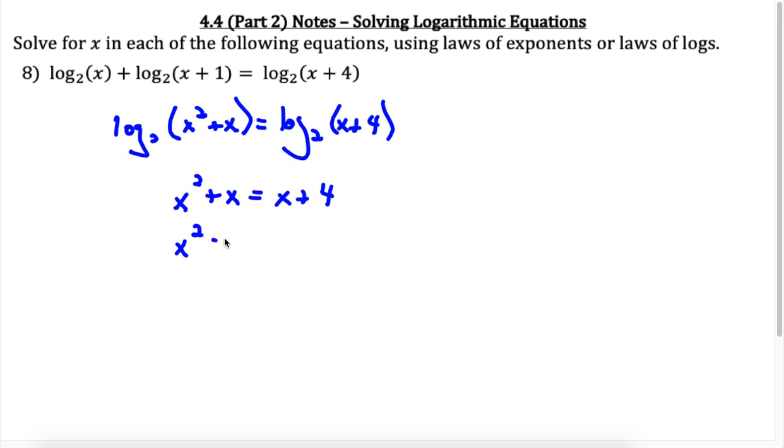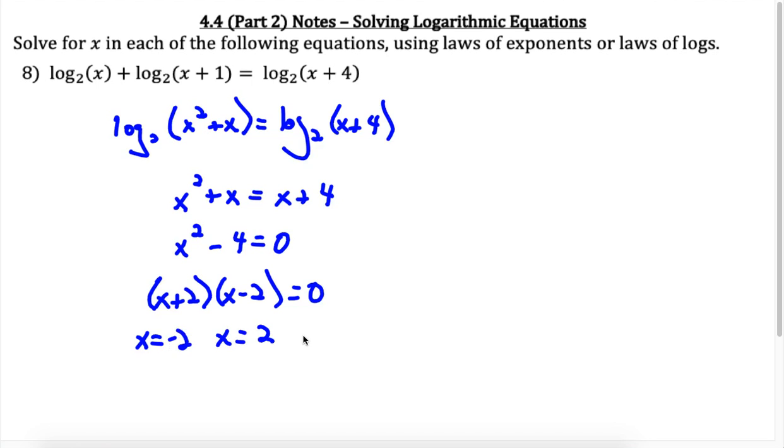And actually, we could do this two ways. I'll go ahead and bring everything over to one side though. So if I subtract the x, those will cancel. Subtract the 4 over. And now this is a difference of squares. I could factor this into x plus 2 and x minus 2. So we would end up with x equals negative 2 and x equals positive 2.